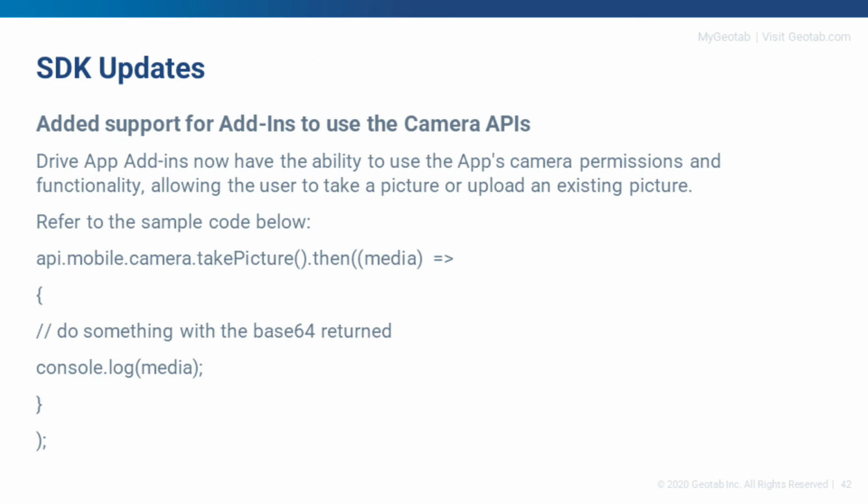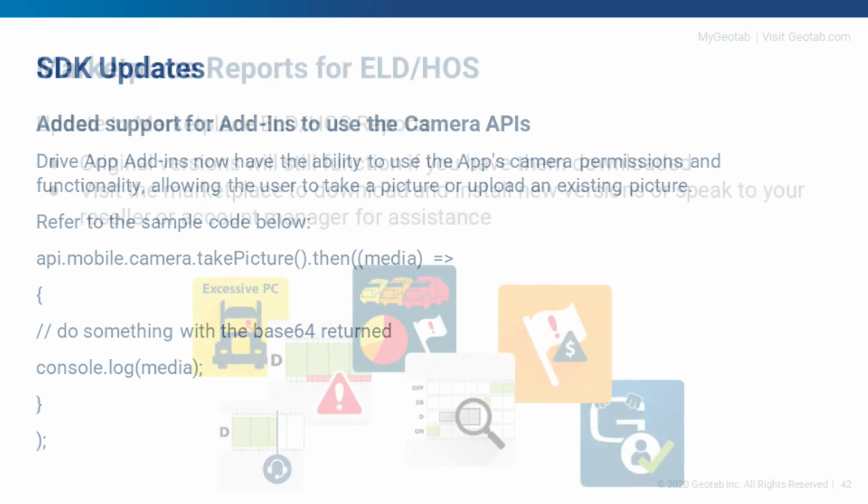There is a new SDK update for camera APIs. This is for anyone who might be thinking about building an add-in using cameras, but you can now use this API call and allow the user to take a picture or upload an existing picture. This might be useful for anyone who's embedded the Geotab Drive app or anyone who has created an app of their own. So you can now access the storage of the system through this API call.